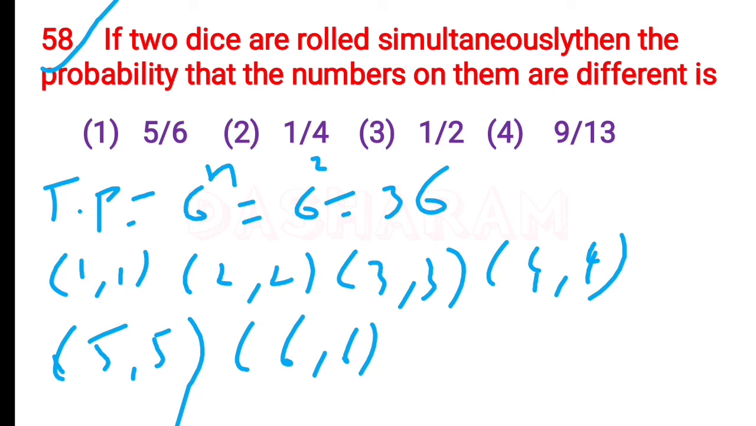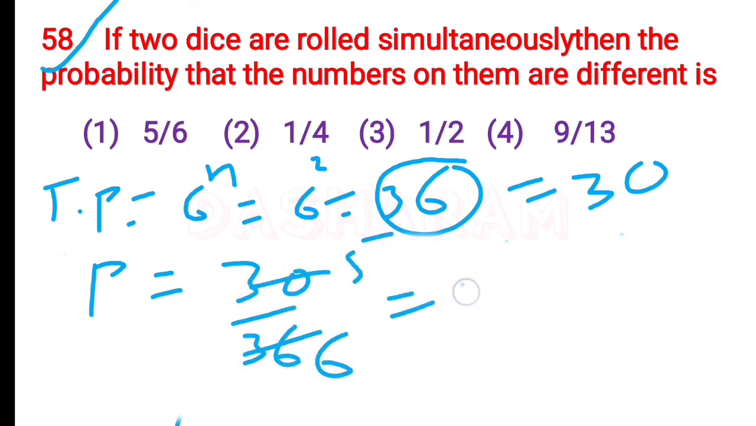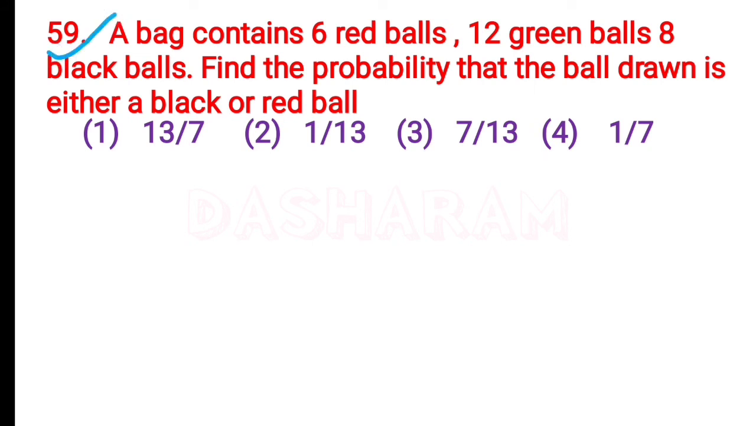These are the possible outcomes for getting the same number on the two dice. If you remove these 6 from 36, those are the favorable outcomes for the given event. So there are 30 favorable outcomes. The probability equals favorable outcomes 30 divided by 36. 6 5s are 30, 6 6s are 36. So it equals 5 by 6. Option 1 is correct.